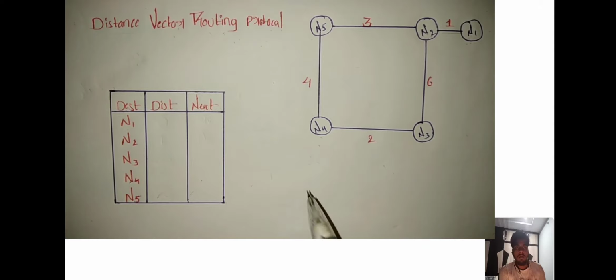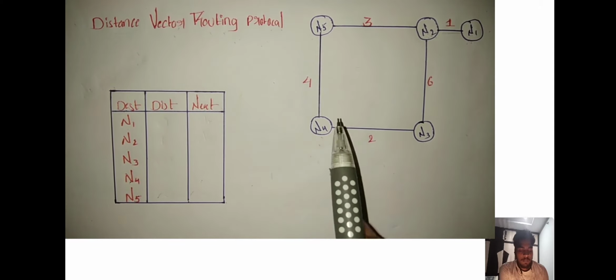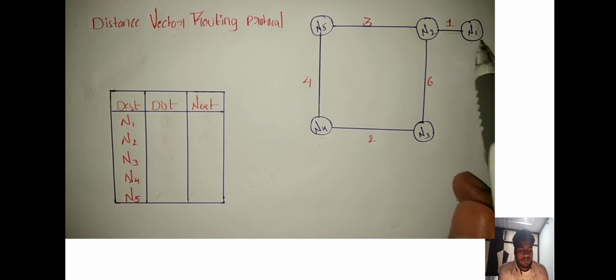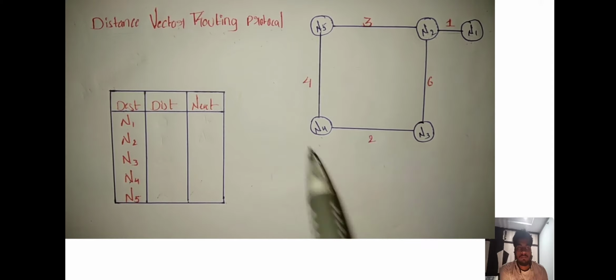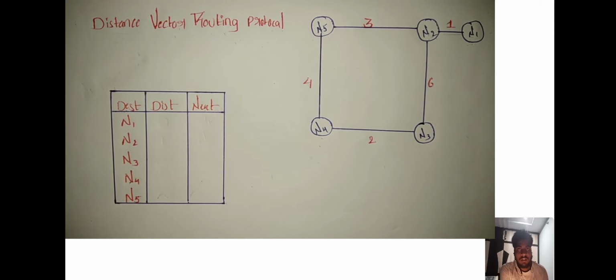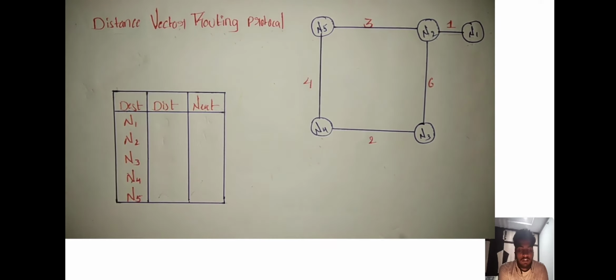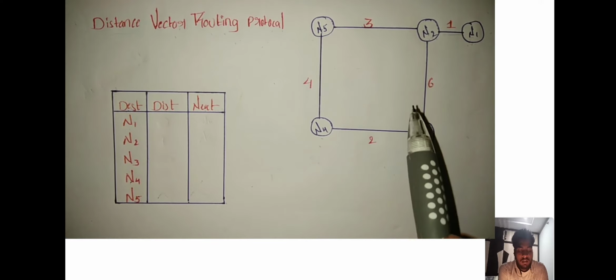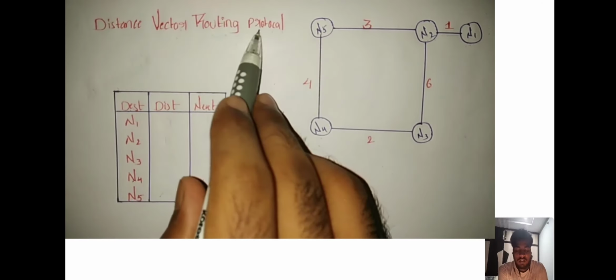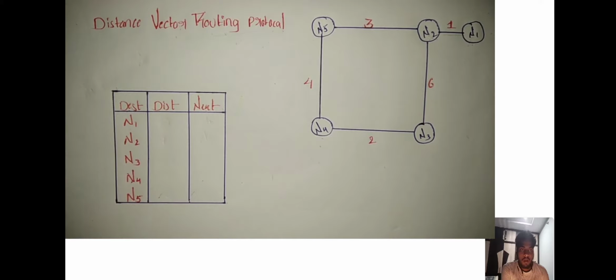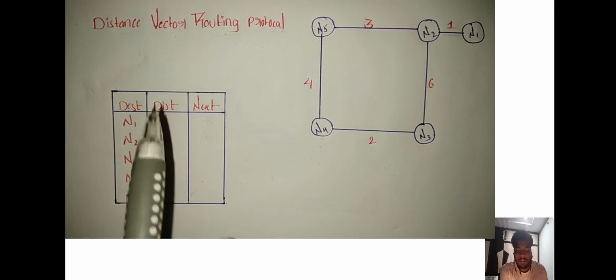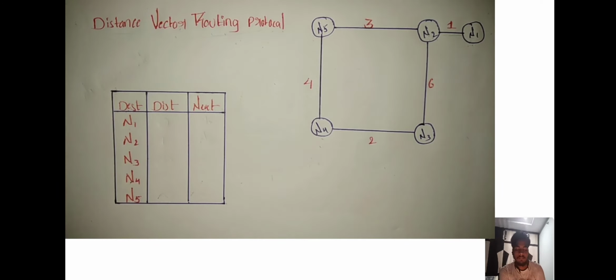network. Now let us suppose N1 wants to send a packet to N4. So what we need is the shortest path to send a packet from N1 to N4, right? That shortest path will be given by this distance vector routing protocol. How this distance vector routing protocol gives the shortest path, we'll see now.